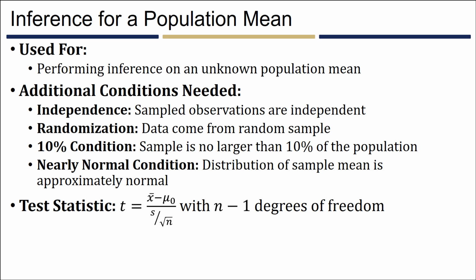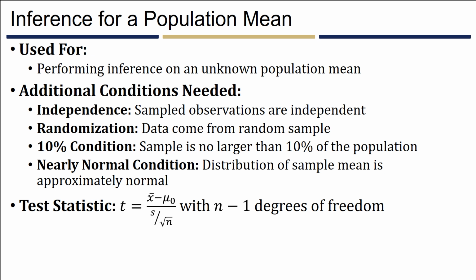In addition to being able to calculate out a confidence interval for a population mean, we can also perform inference for a population mean using a hypothesis test. So if you have a single unknown population mean, and you have a particular hypothesized value in mind, we can do the hypothesis test. The conditions for doing this hypothesis test are the exact same four conditions that we needed for the confidence interval: independence, randomization, 10%, and nearly normal.